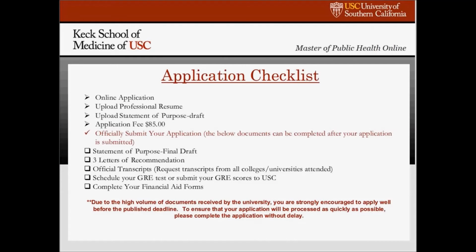And to recap, our application checklist covers the following: your online application, your uploaded professional resume, your uploaded statement of purpose draft, an application fee of $85. Once your file is ready for submission, we will ask that you have your statement of purpose final draft, your 3 letters of recommendation, all official transcripts from any schools ever attended, your scheduled GRE test score or your submitted GRE scores, as well as your completed financial aid forms.